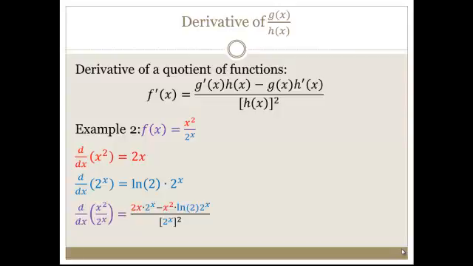Putting this together using the quotient rule, we have that the derivative of x squared over 2 to the x is 2x times 2 to the x minus x squared times the natural log of 2 times 2 to the x all over 2 to the x squared. While there are some simplifications we can do, it is perfectly alright to leave our final answer in this form.